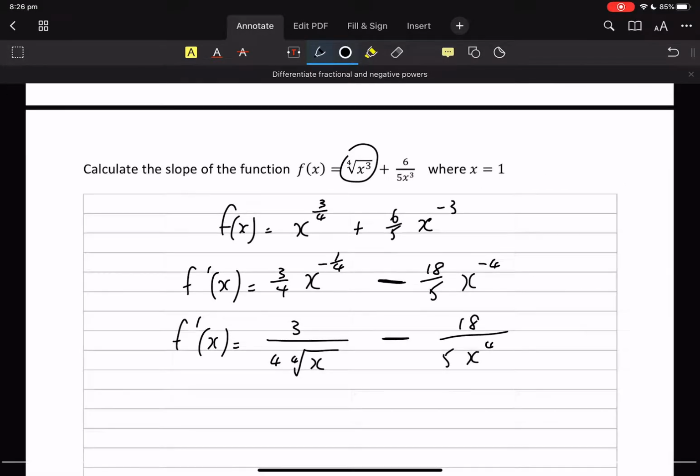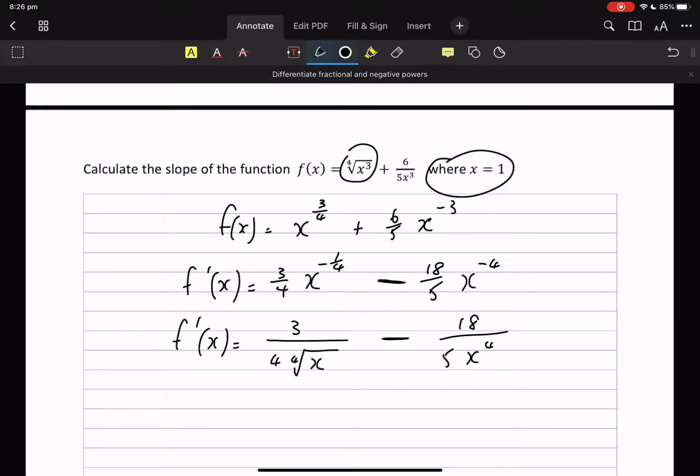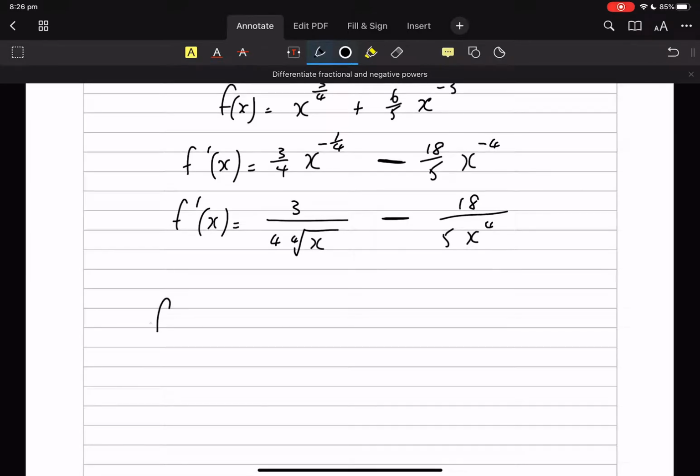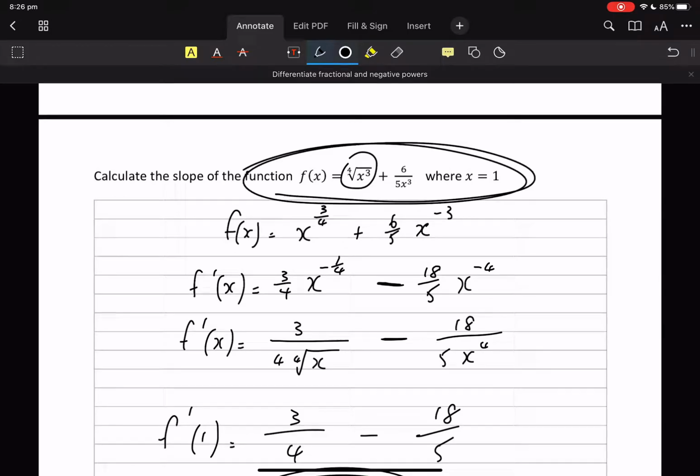Now our question was, well, that's their gradient function, but we want the slope where x is 1, so we're going to go f dash 1, 3 on 4 minus 18 on 5. I have no idea. 3 on 4 minus 57 on 20. The fractions aren't the hard bit, so just use your calculator. That's just to show you that it doesn't matter what it looks like. It's actually not that hard.